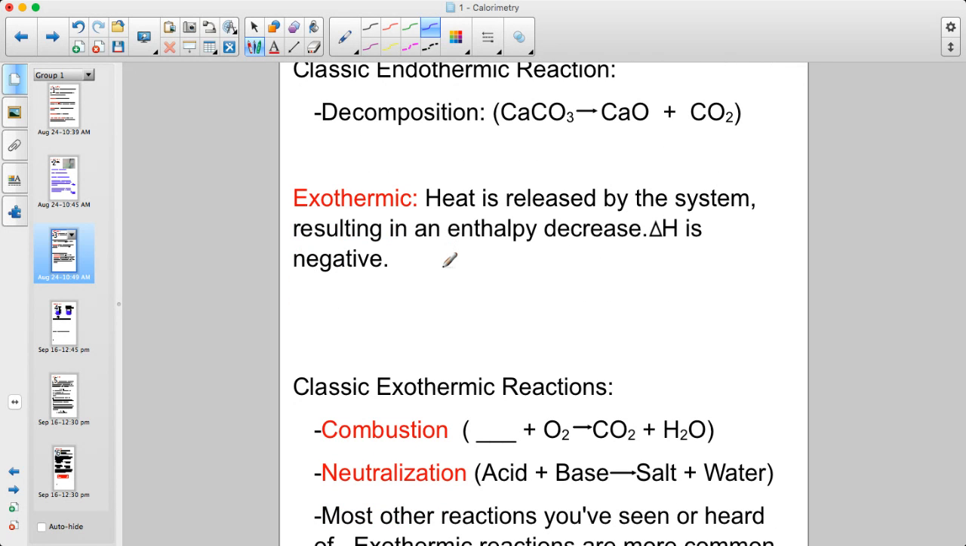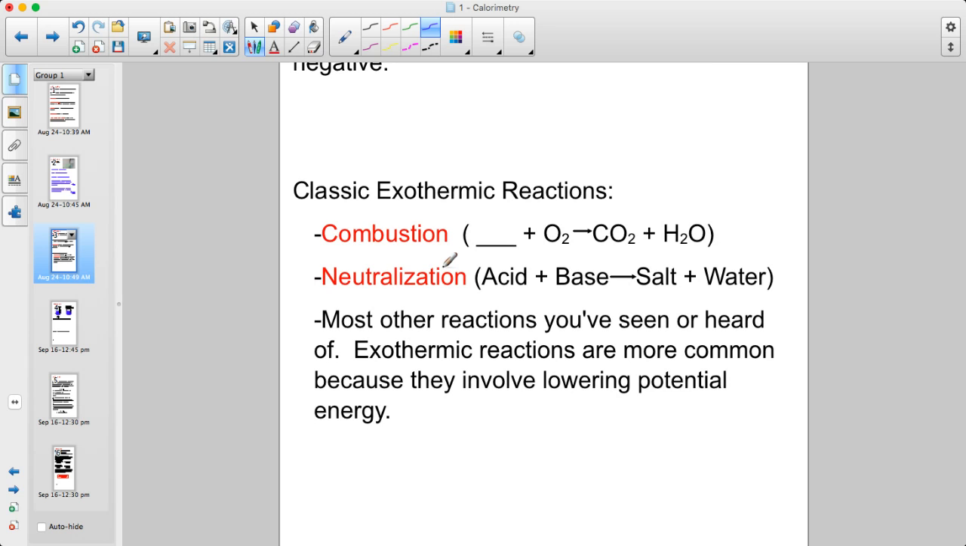Exothermic, these are much more common reactions, and heat is released by the system to the surroundings, and therefore the enthalpy, the stored energy of the compounds, has decreased, so delta H is negative. The classic exothermic reactions the IB expects you to be aware of are combustion. That's a reaction where something reacts with oxygen and makes carbon dioxide and water. And neutralization, any acid-base reaction that makes salt and water. Those are classic exothermic reactions. But most of the reactions that we talked about are somewhat exothermic. They're a lot more common, and we'll get to why down the road.